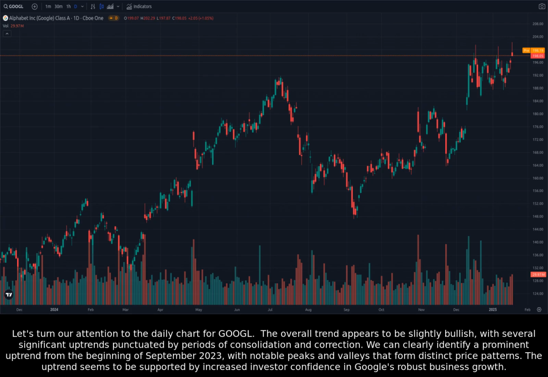Let's turn our attention to the daily chart for Google. The overall trend appears to be slightly bullish, with several significant uptrends punctuated by periods of consolidation and correction. We can clearly identify a prominent uptrend from the beginning of September 2023, with notable peaks and valleys that form distinct price patterns. The uptrend seems to be supported by increased investor confidence in Google's robust business growth.